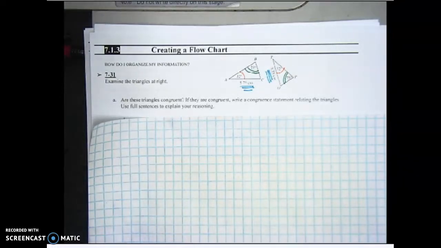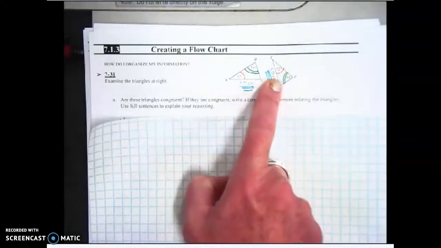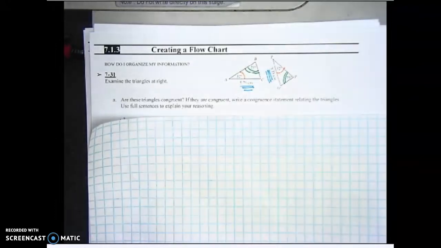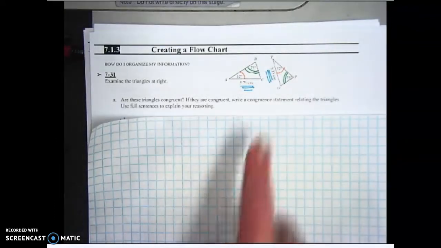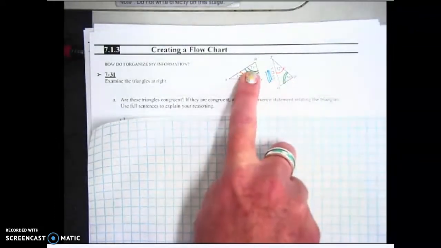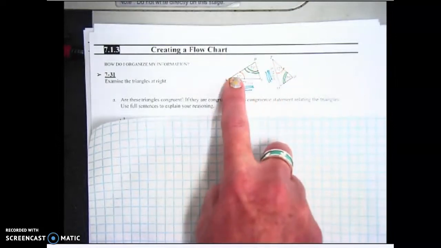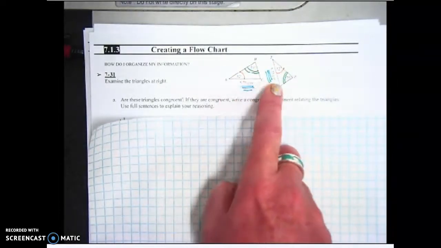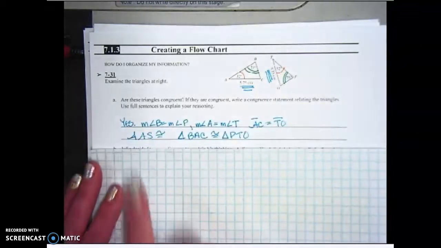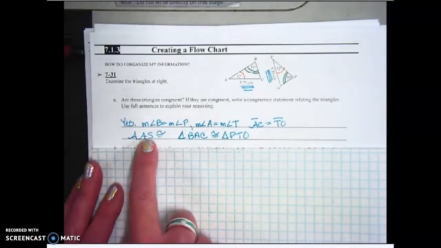What did you say? All the sides are not the same. We only have one side congruent to one side. Yep, there's an angle to an angle, and then there's another angle to another angle, and then there's a side to a side. So we call that angle, angle, side.